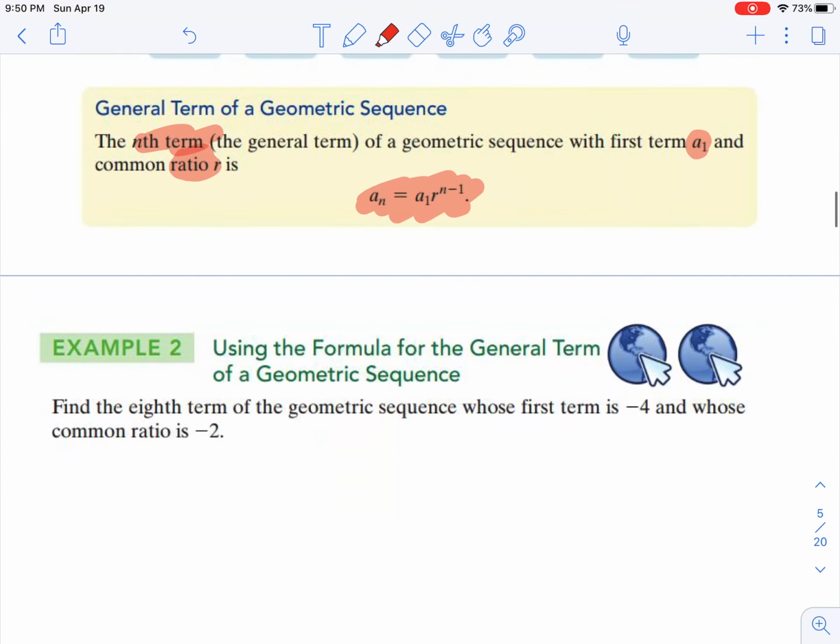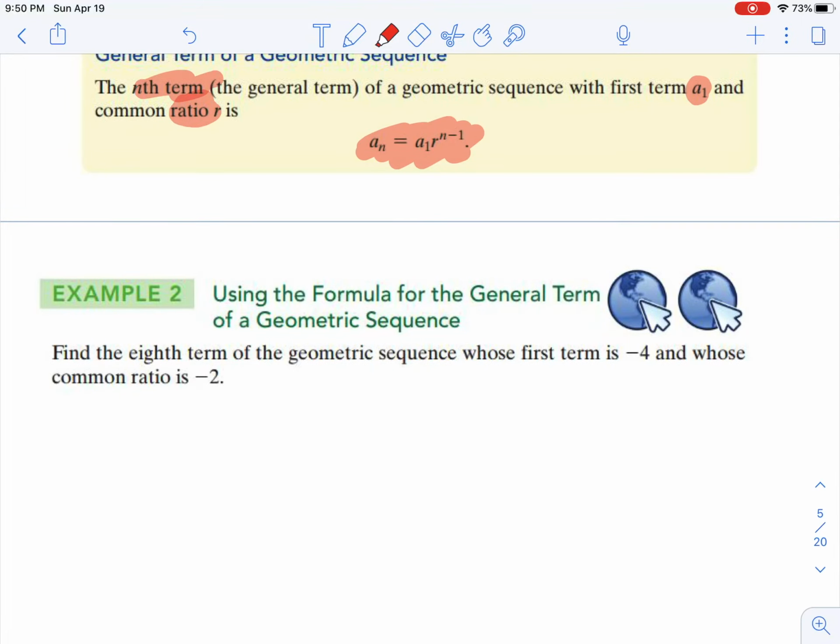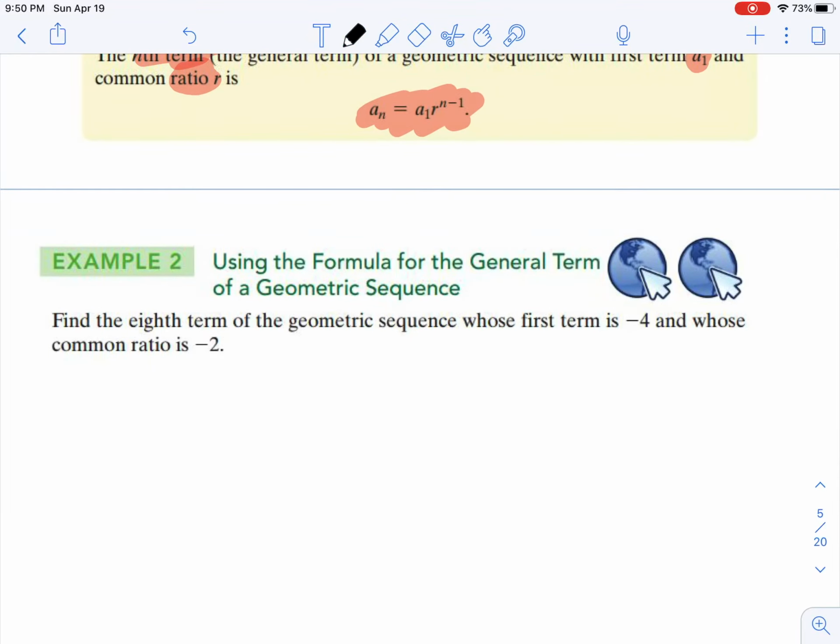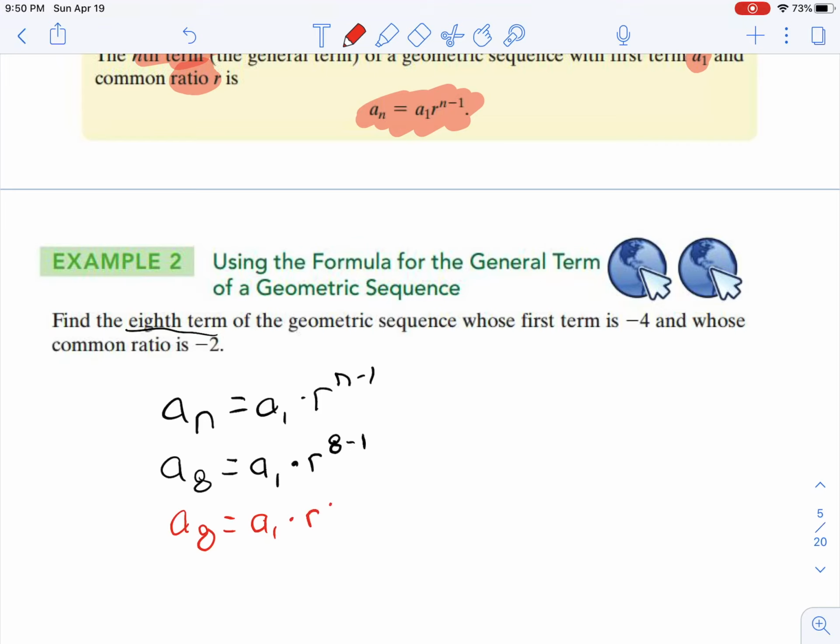So we're going to take a look at example number 2. We're going to be doing the same exact thing. It says find the 8th term, so we're trying to find a sub n. We know our form is a sub 1 times r to the power of n minus 1. To find that 8th term, a sub 8, we multiply our first term times our ratio to the power of 8 minus 1. So we essentially multiply our initial term by r 7 times.